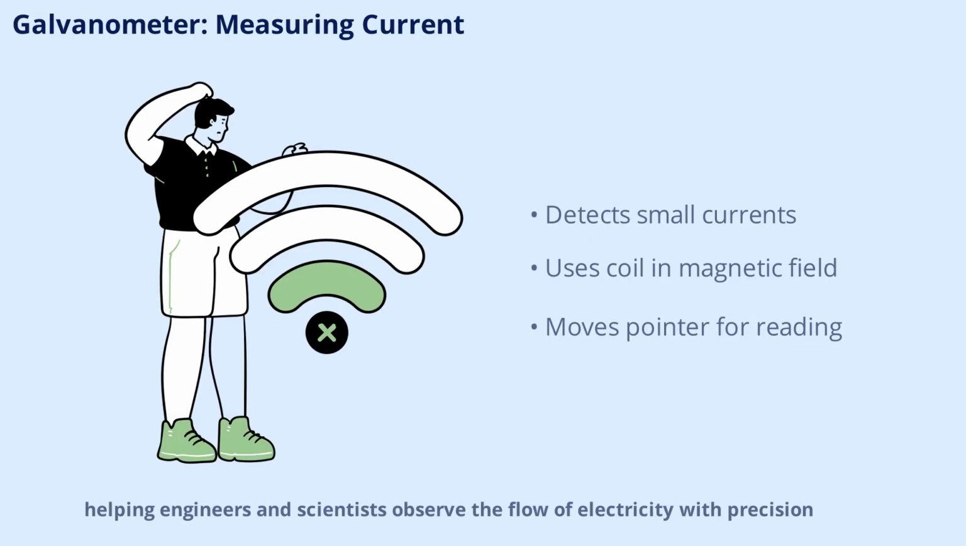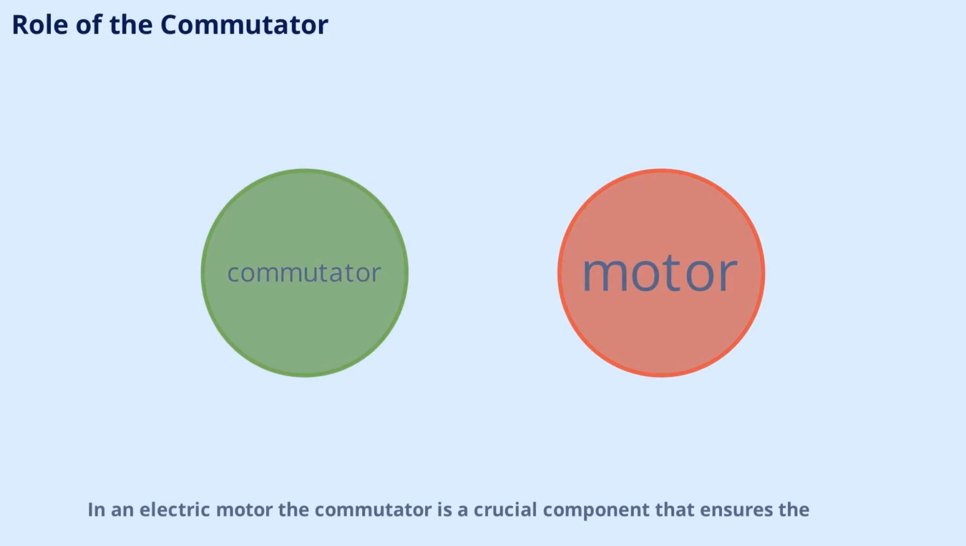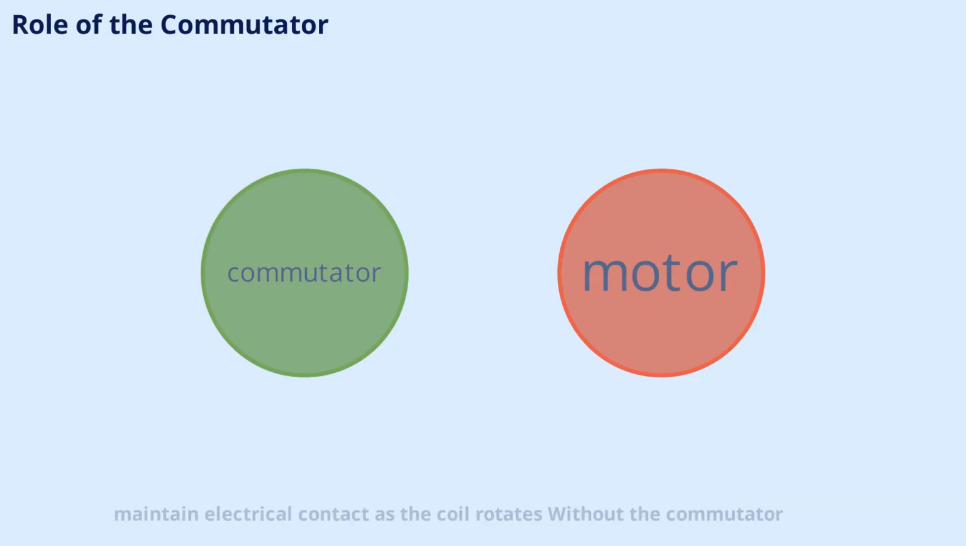In an electric motor, the commutator is a crucial component that ensures the current direction in the coil reverses at the right moment. This reversal keeps the motor spinning in one direction. The commutator works with brushes to maintain electrical contact as the coil rotates. Without the commutator, the motor would stop or change direction erratically, making it essential for smooth operation.